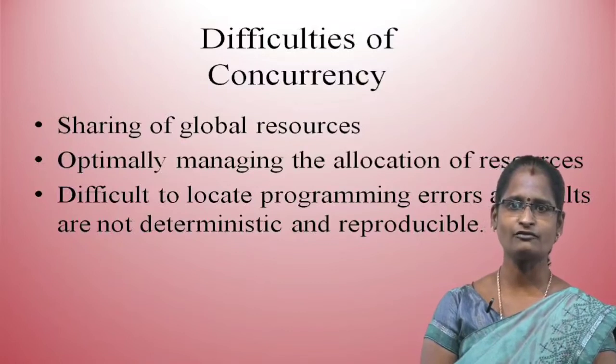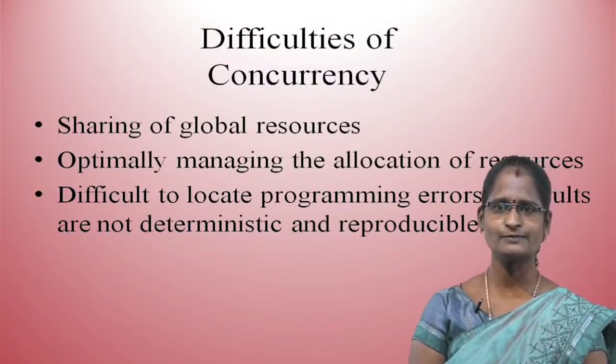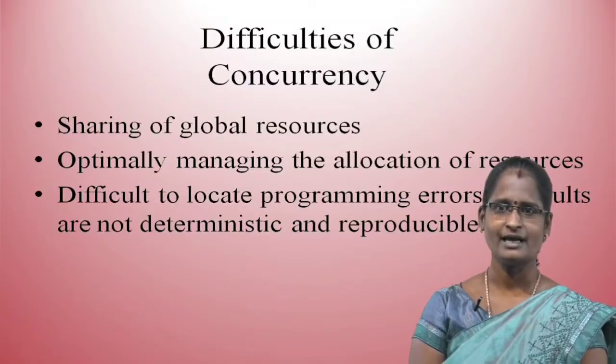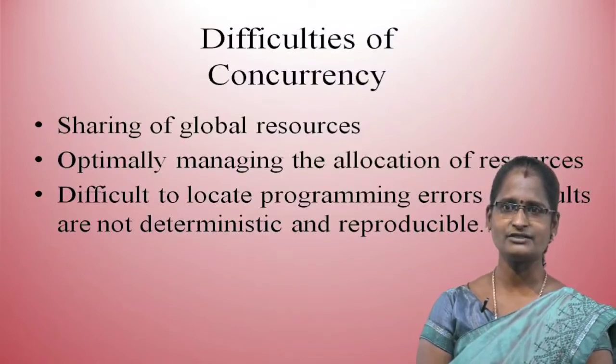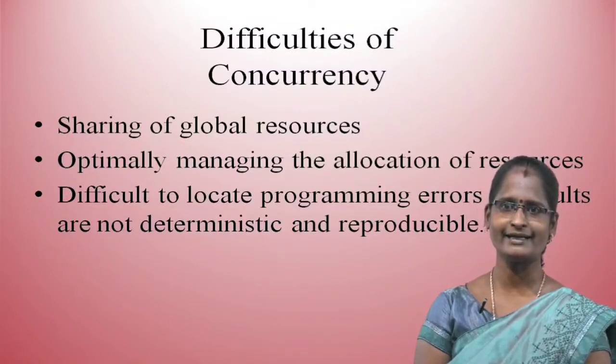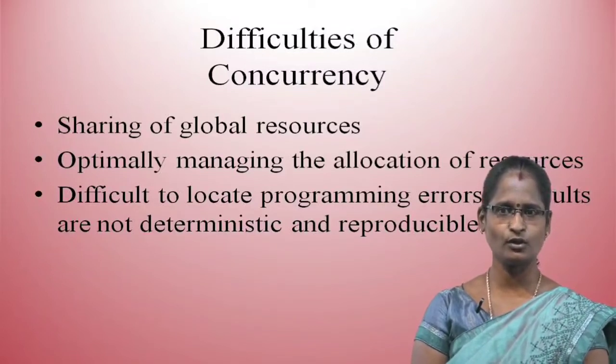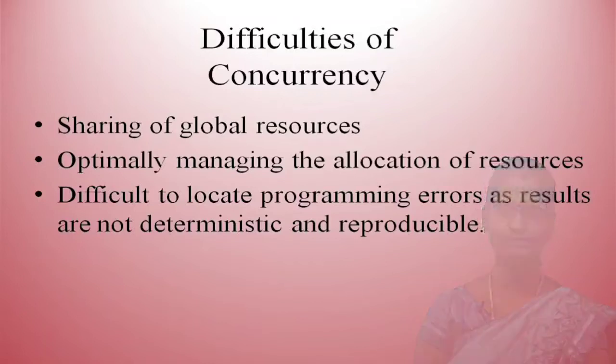First one, sharing of global resources. If two processes both make use of the same global variable and both perform reads and writes on the variable, then the order in which the various reads and writes are executed is critical. Then second one, managing resources. It is difficult for the OS to manage the allocation of resources optimally. Then third one, locating programming errors. It becomes very difficult to locate a programming error because results are typically not deterministic and reproducible.